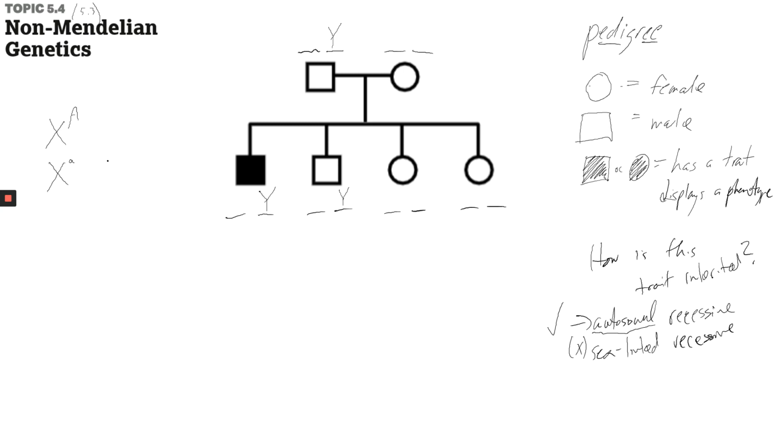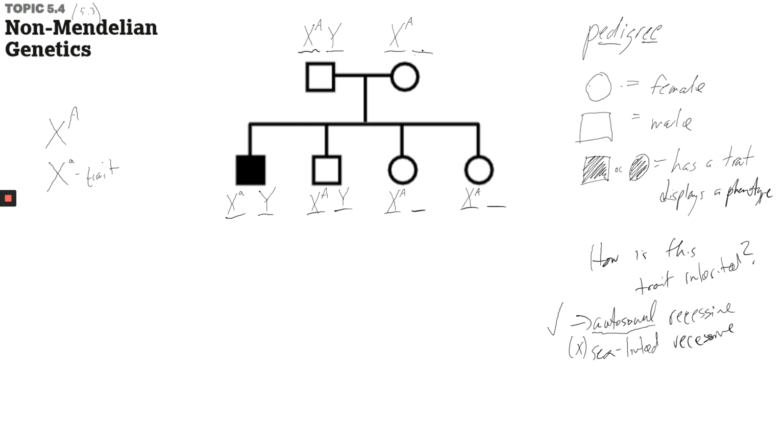We know that these females do not have the trait, so we know that they at least have that dominant allele, X big A. This male does not have the trait, so he has an X big A. This one does have the trait, so he's an X little a. We know this female is not affected, so she has an X big A. The male's not affected, so this is an X big A as well, keeping in mind that the trait I'm asking about is recessive.